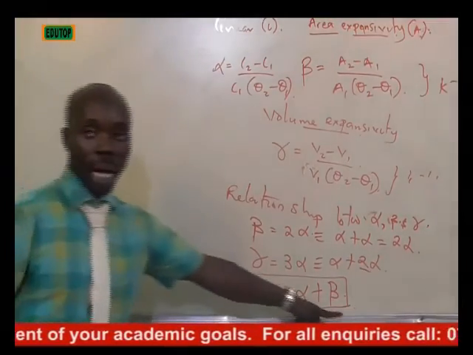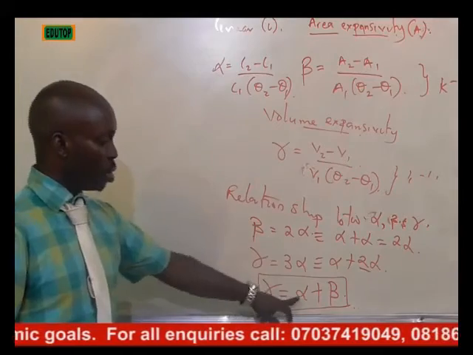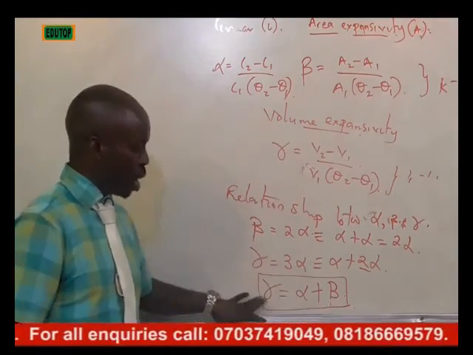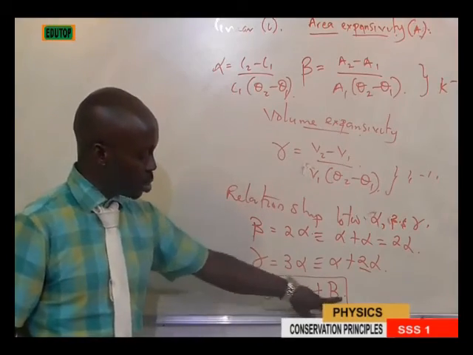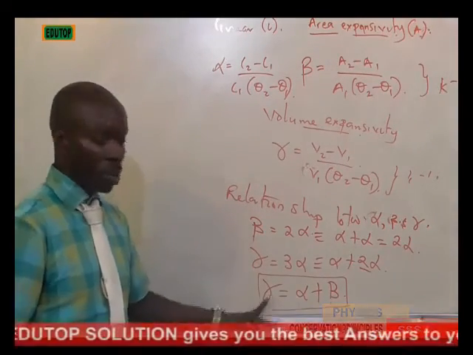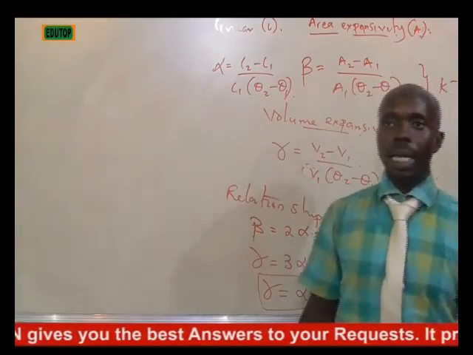So it means that in a particular equation, you can be given your volume, your length, and your area. If you are asked to calculate everything, you can calculate your linear expansivity and your area expansivity, just add them, and you'll be able to get your volume expansivity.